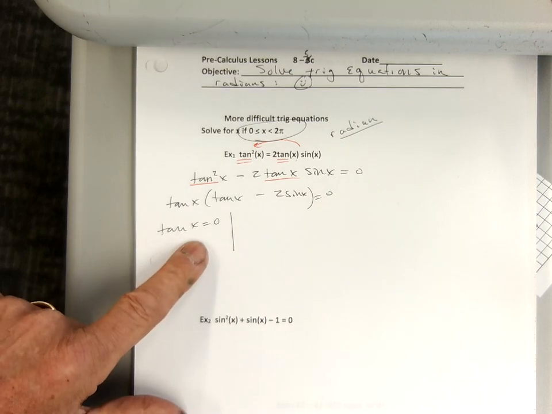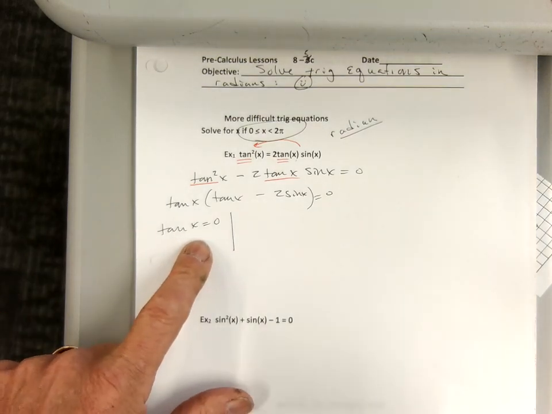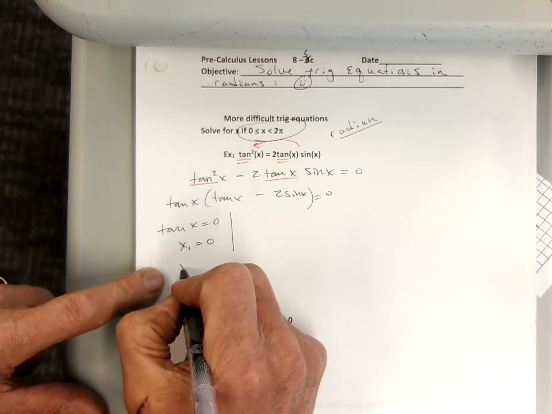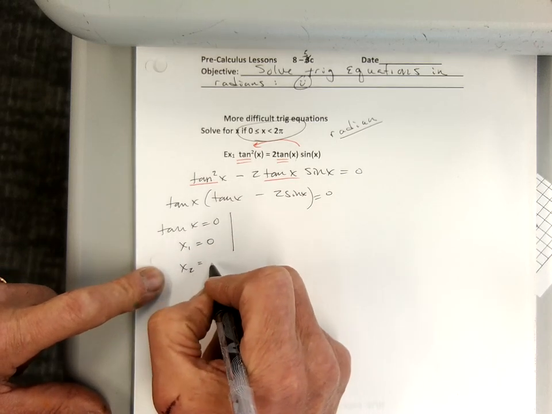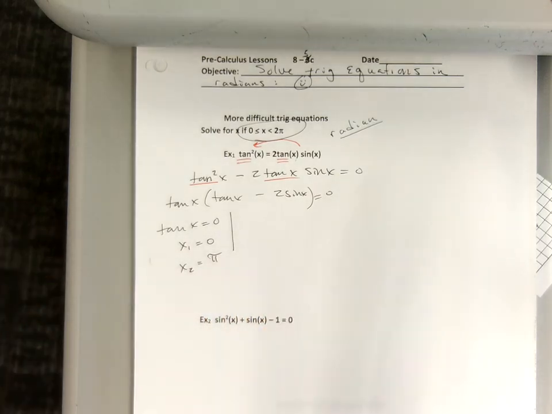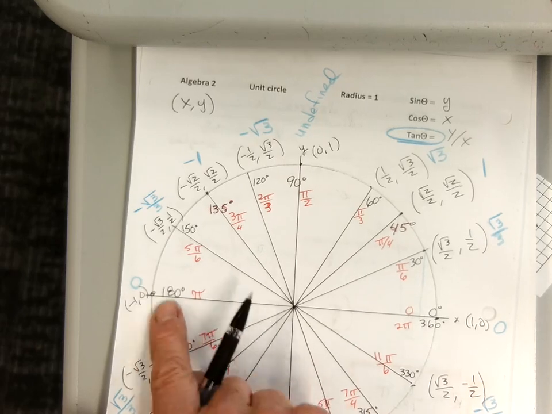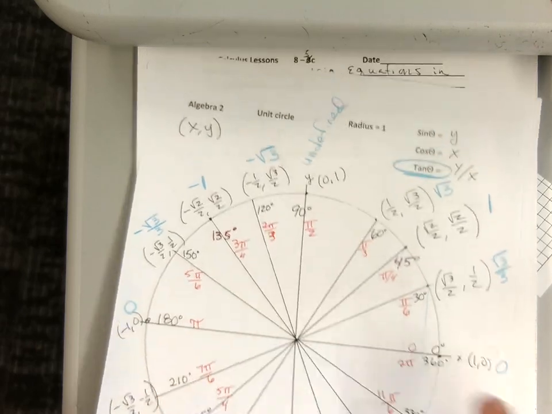This one's not bad. From a unit circle, tangent is 0 at 0 radians, and tangent is 0 at pi radians. Okay, check your unit circle, get it out, go unit circle, and I think you'll see that it's there. Okay, let me grab my circle for you real quick. So double check, okay? So tangent is 0 at 0 radians and pi radians.